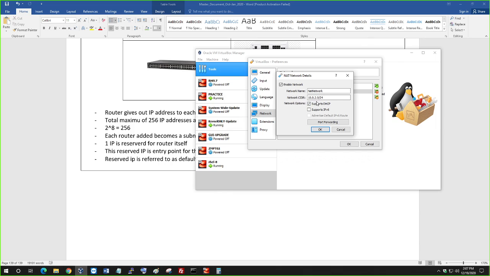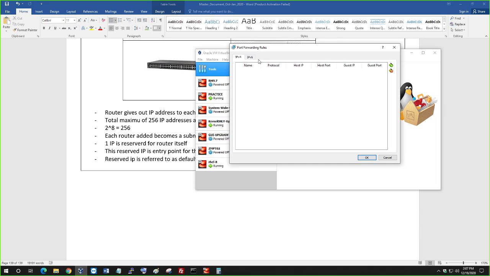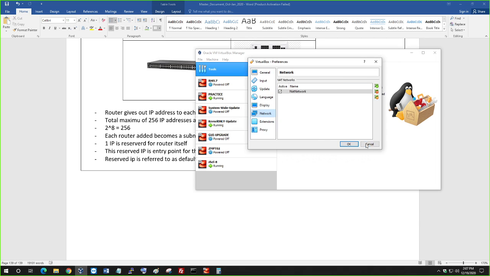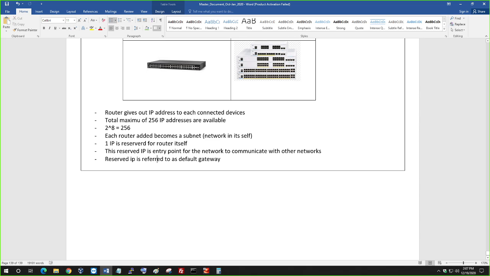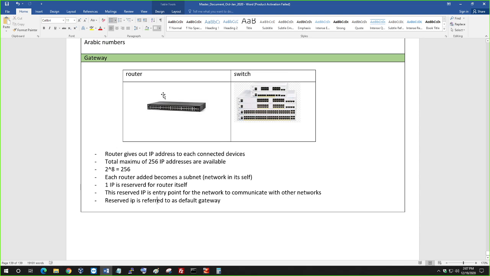The CIDR gives you something different, but that is more complex networking, so I'm not worried about that. The only thing you have to worry about is the IP address that the router gives out. It's also called a gateway.